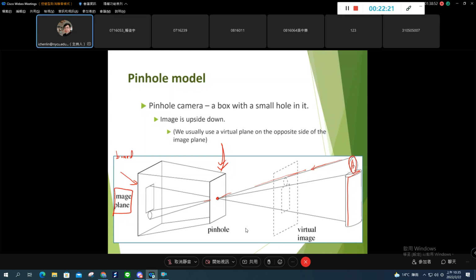And light will go straight forward. So for instance, you can see the tip of the flame here will appear here, and the bottom of the flame will be here. So the first idea is that the image generated or exposed in this kind of pinhole model is upside down. But usually in the later course, or in some related courses such as computer graphics, we usually move our virtual camera, the virtual image, to the right-hand side, this side.